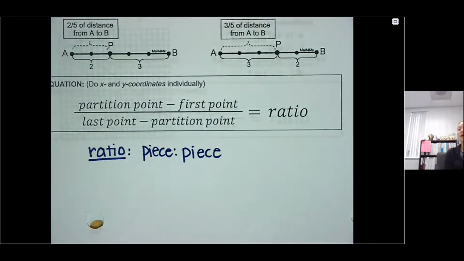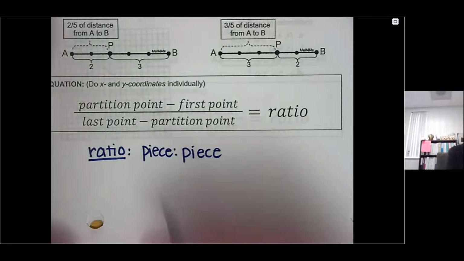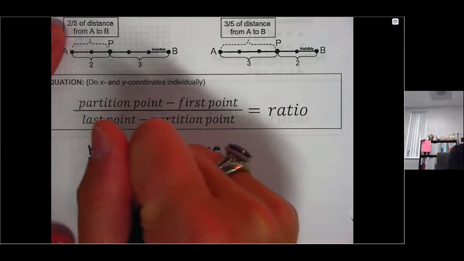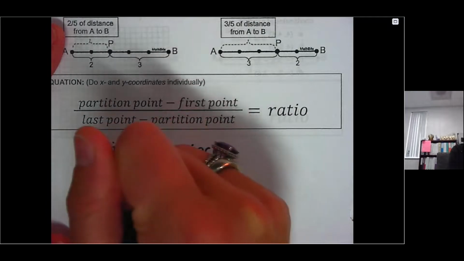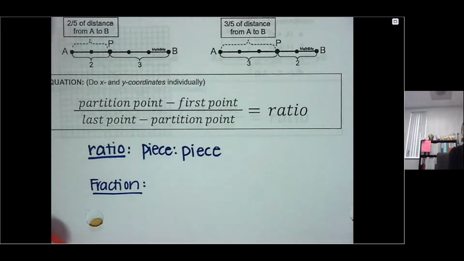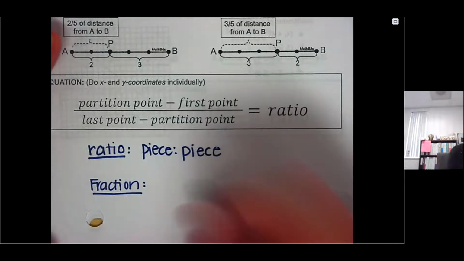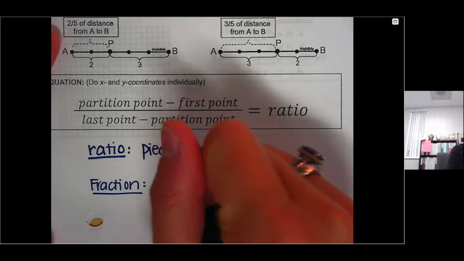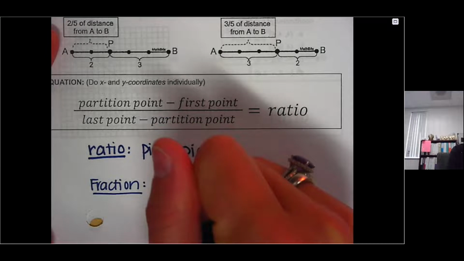So a ratio is talking about pieces of the whole. A fraction, if I say it's 2/5 of the way from the beginning to the end, means how many pieces out of the total amount. So it's a piece out of the whole segment. Piece out of the whole.